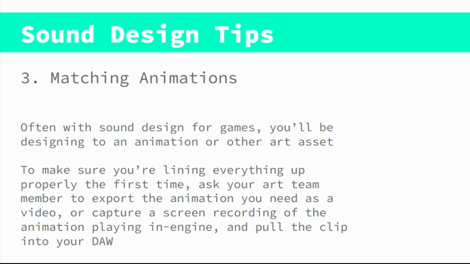Now, when you're designing sounds for a game, very often you're going to be designing sounds to an animation. And so just to make sure that you're lining everything up correctly, that you have the timing right, you should ask your artist to either export their animation as a video or go into your engine if the animation is already in there and just get a screen capture of the animation playing. Then you're just going to pull that video into your DAW and have it playing while you're working on the sound so that everything is lined up, and when you export it, you don't have to worry about trying to go back and adjust it to make sure everything is synced.